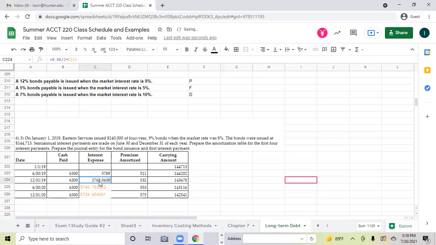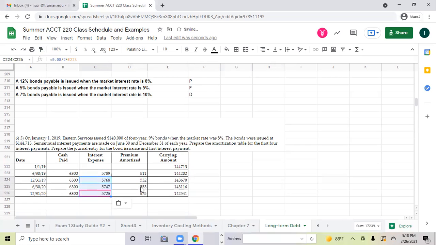There's our table. Yeah, I don't know why it turned. Oh, there it goes.